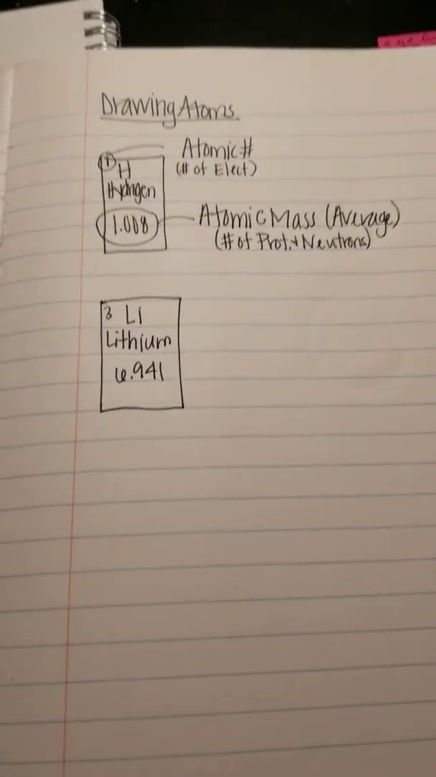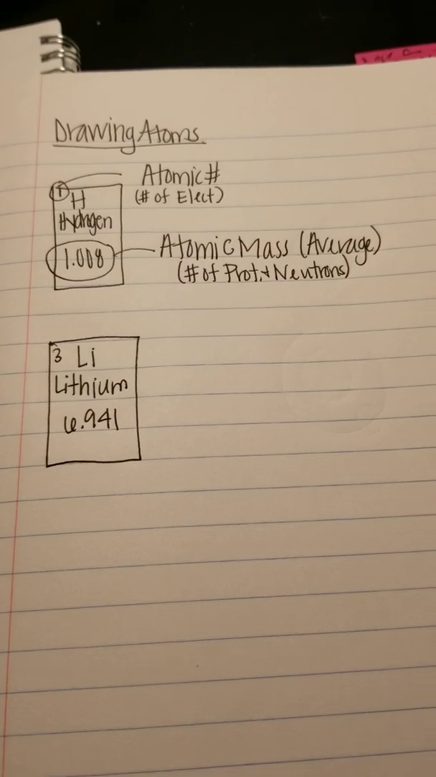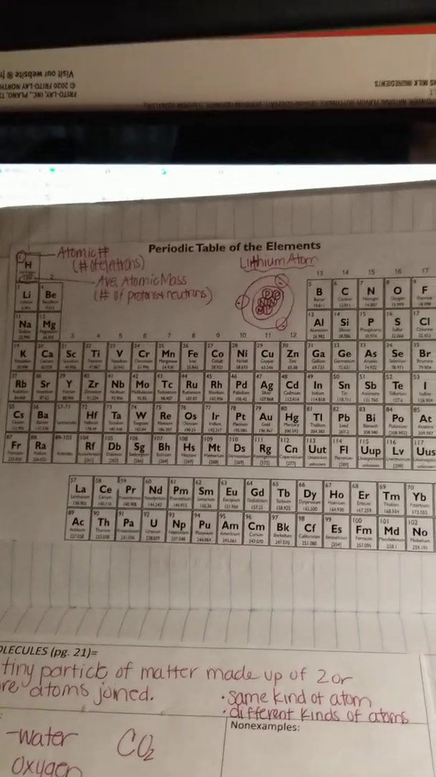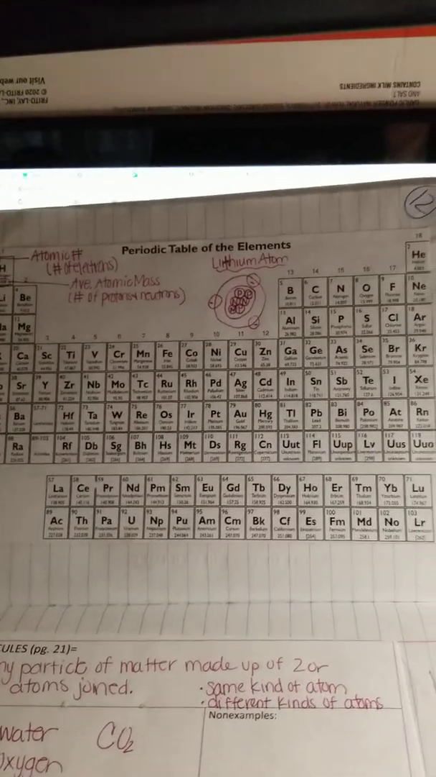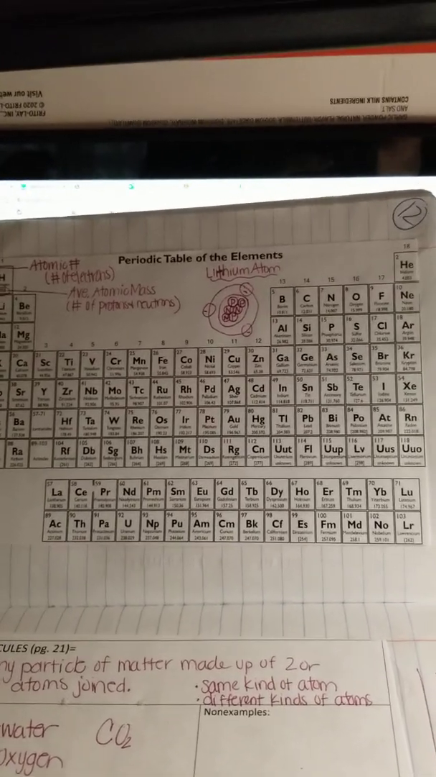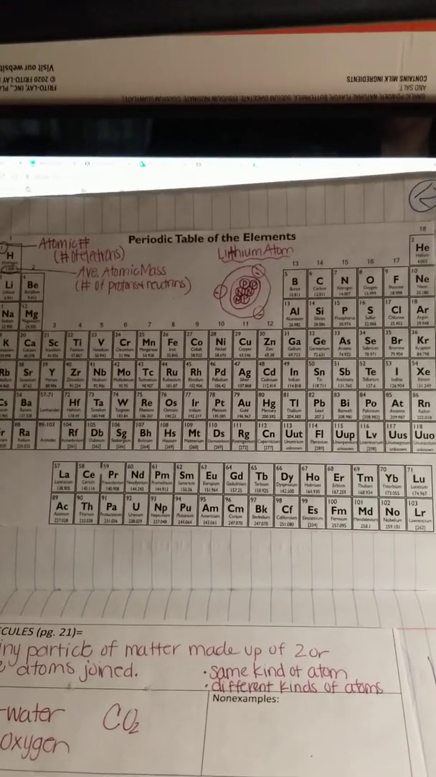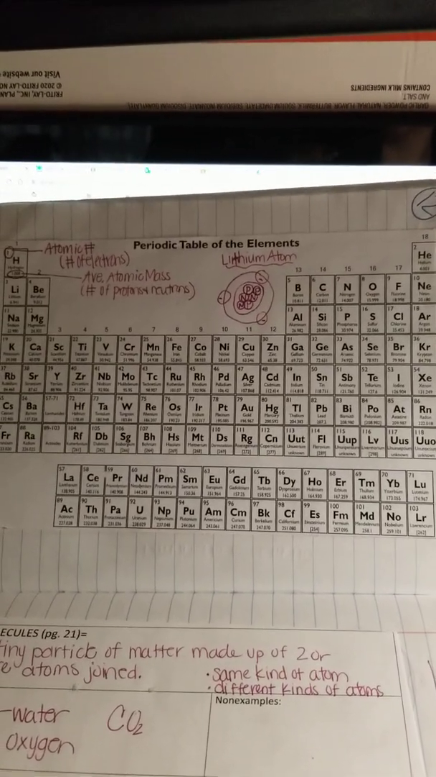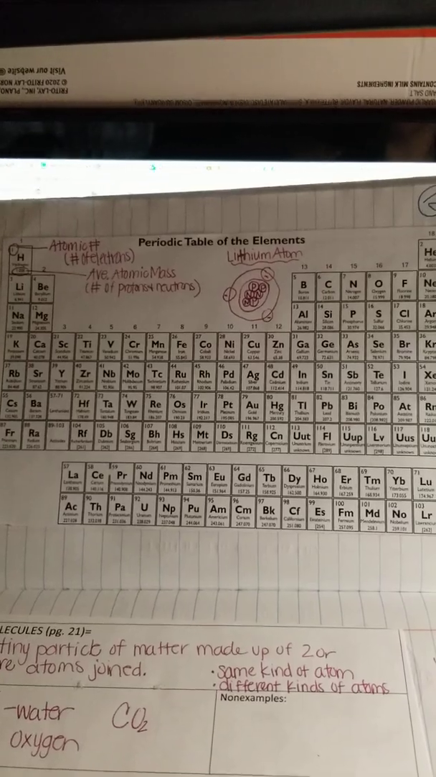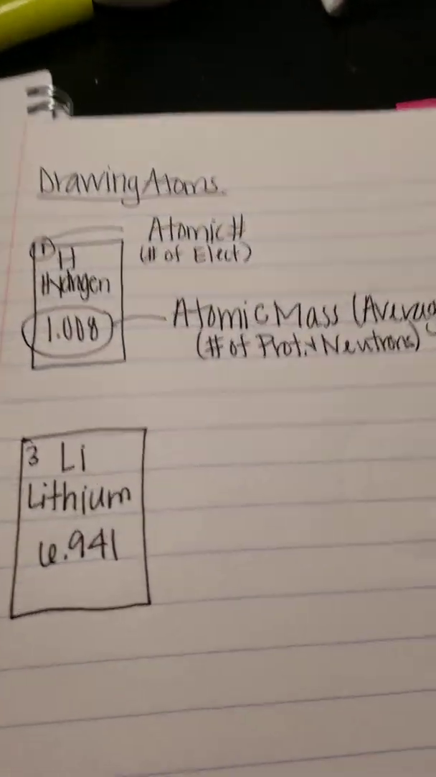All right, so drawing atoms. So, here is my periodic table of elements. Obviously, I can't hand this out to you and have you glue it in. You can easily Google this. If you just type in periodic table of elements, you will see it. And you can also see what the different symbols stand for, which is what we're going to go over here.